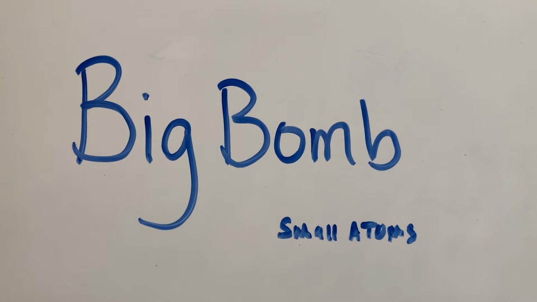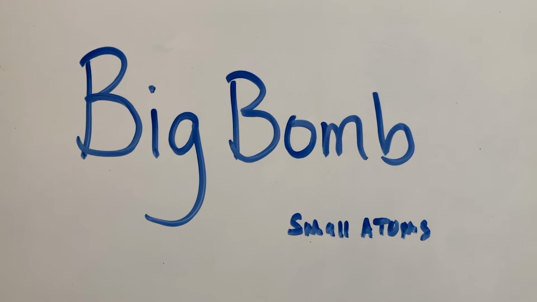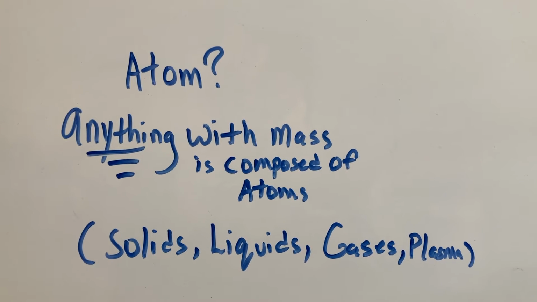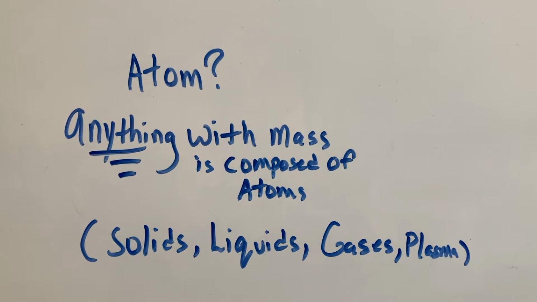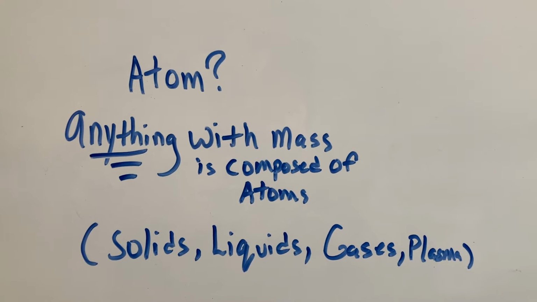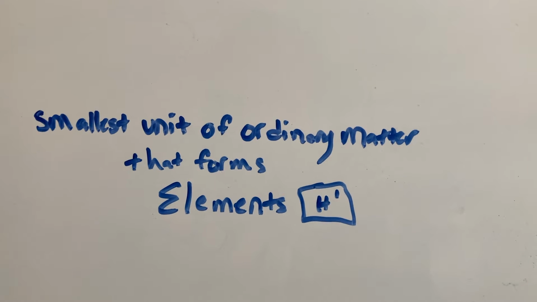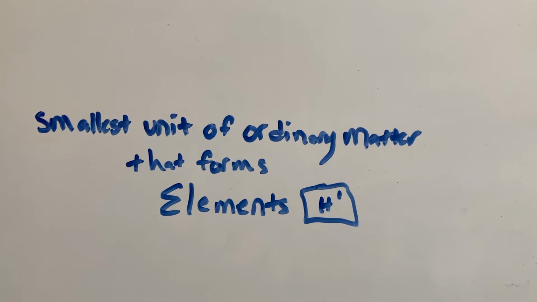I'm going to be explaining to you guys how you get a big bomb from small atoms. First, you have to understand what an atom is. Anything with mass is composed of atoms: solids, liquids, gases, or plasma. It is the smallest unit of ordinary matter that forms elements.